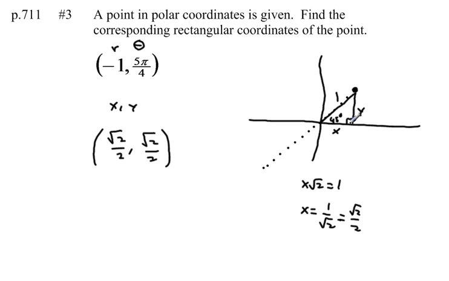which, if I had used sine and cosine and found about (0.7, 0.7), that would also be correct. This is just an exact answer.